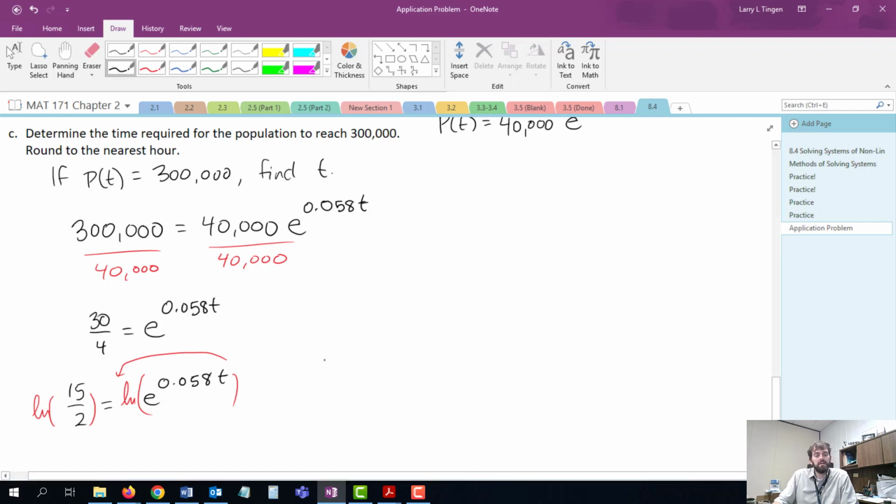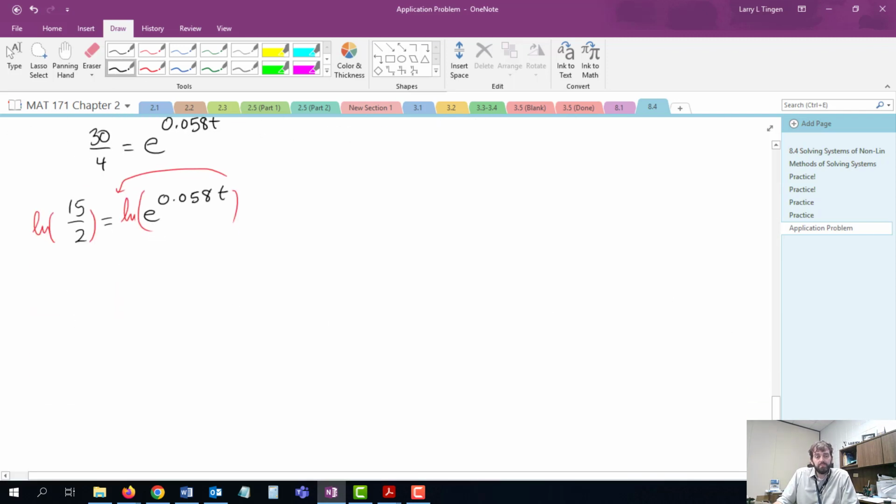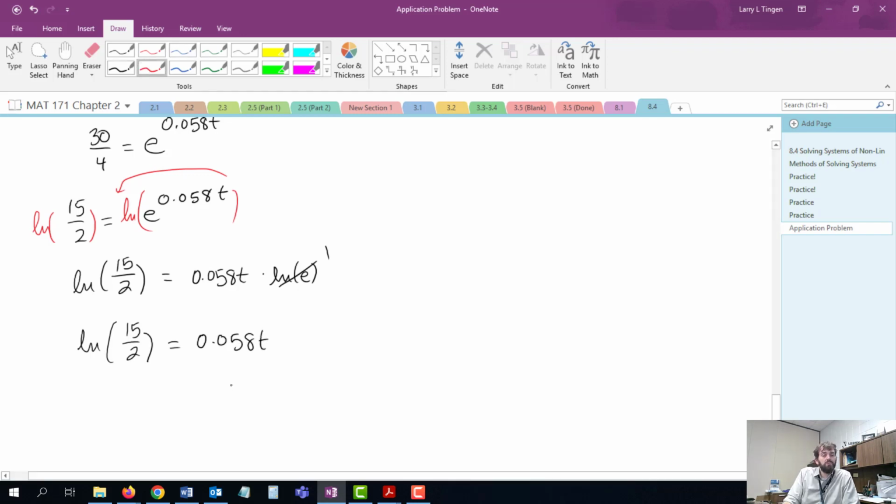And the whole purpose of that is so that t can come out front. So I now have the natural log of 15 over 2 is equal to, excuse me, got to bring the whole exponential down, 0.058 t times the natural log of e. Well, the natural log of e is 1, so you really just have the natural log of 15 over 2 is equal to 0.058 t. I want t by itself. It's currently being multiplied by 0.058, so I need to divide on both sides.